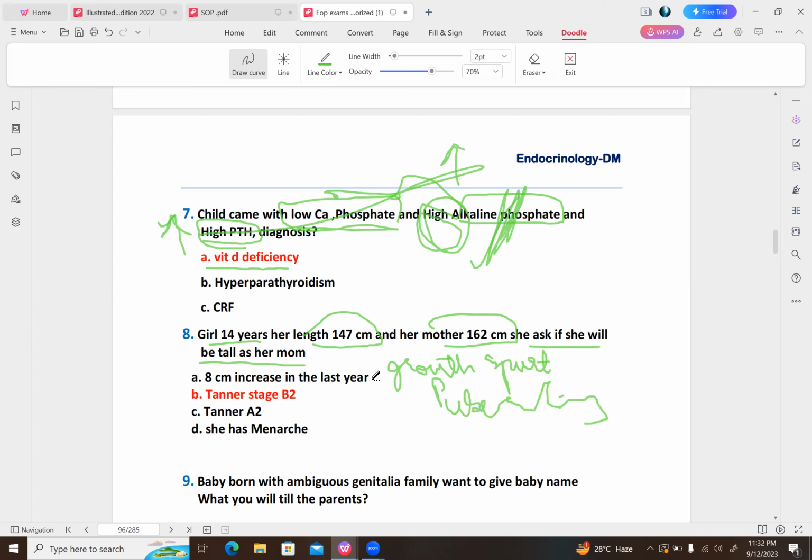And what is the Tanner stage of puberty? In the female, it is the development of breast buds. So her height at this stage defines her final height. Whether she will be like her mom or not, we can just guess from this spurt which happens at puberty. Okay, so this option is correct. This is how I explain it.